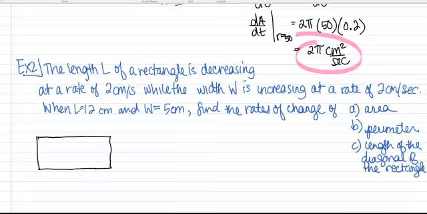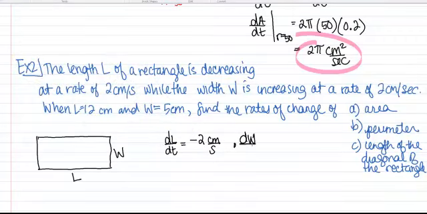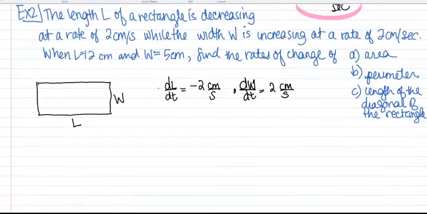So we have a rectangle with length L and width W. The length is decreasing at a rate of 2 centimeters per second. So because it's getting shorter, it's decreasing, I have to use a negative 2 centimeters per second. We also know that the width is increasing, so dW/dt equals 2 centimeters per second, positive 2 for this one. Now when L is 12 and W is 5, find the rates of change.